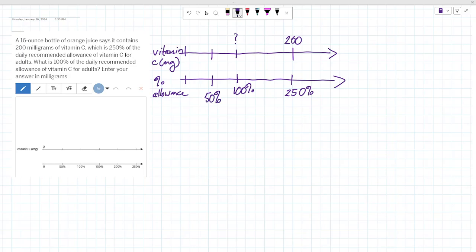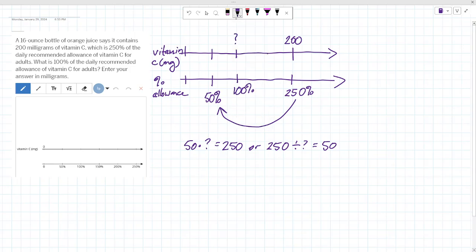And we figured out what that is. So how do we get from 250% to 50%? So you could say 50 times what is 250? Which is the same as 250 divided by what equals 50. So that's going to be, in this case, 5. So let's divide by 5.